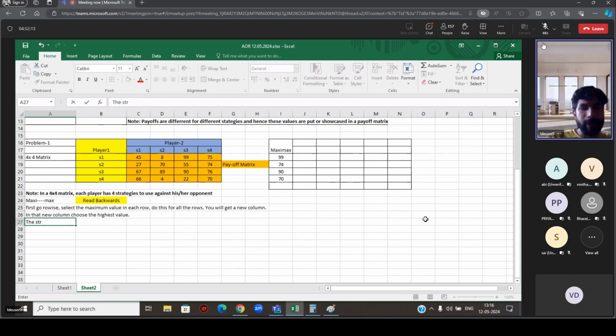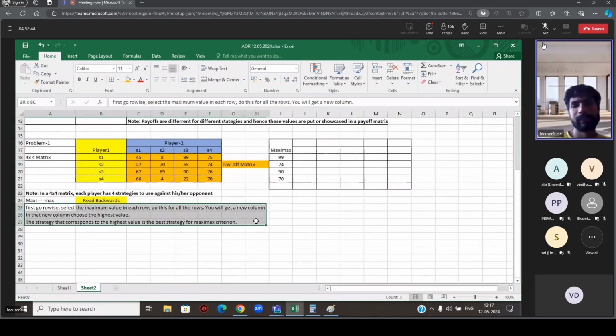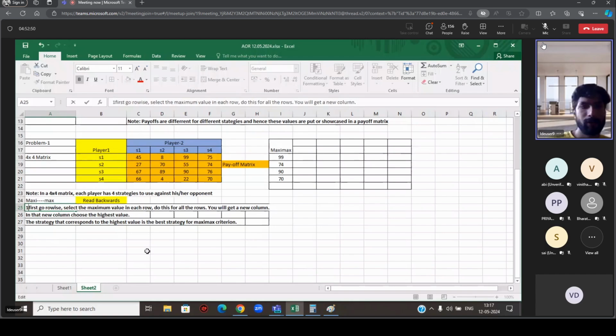The strategy that corresponds to the highest value is the best strategy for the maxi-max criterion. These are the steps. Step 1, step 2, step 3.